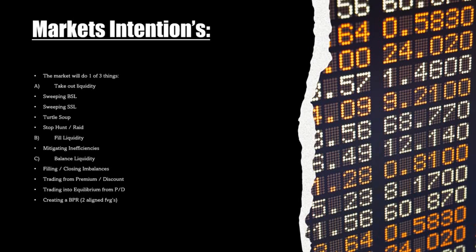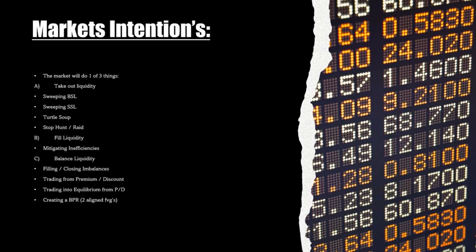If price is in discount and then the market trades into premium, the market is balanced from that as well. Another type of balancing liquidity is trading into equilibrium from premium or discount. So say we're in premium and then we traded to the midpoint of the range, that's equilibrium. Price is balanced. If you're in discount and price trades up into the midpoint of the range, which is equilibrium, price is balanced, okay?